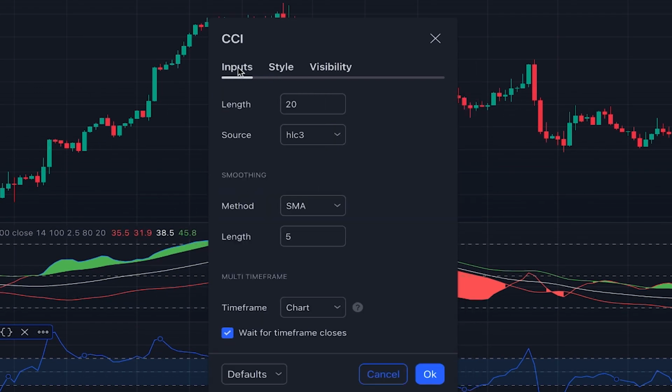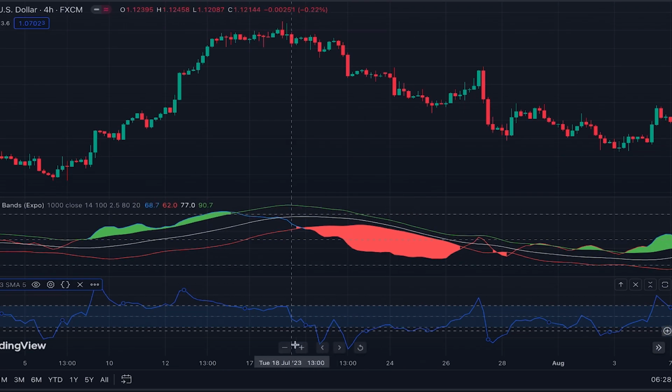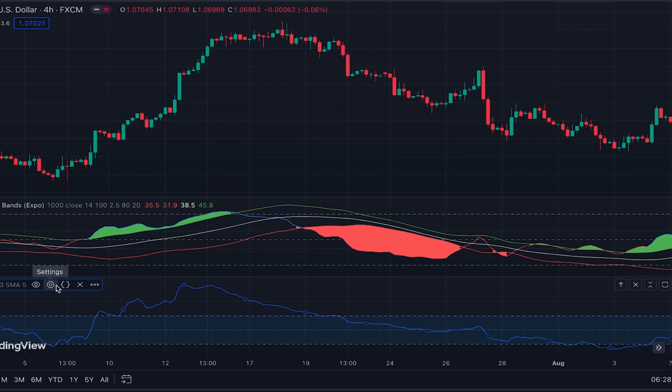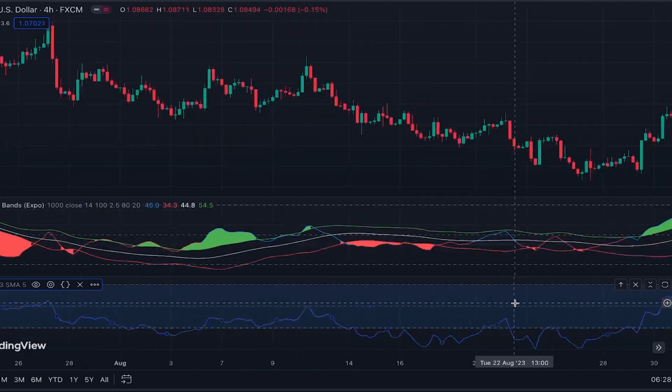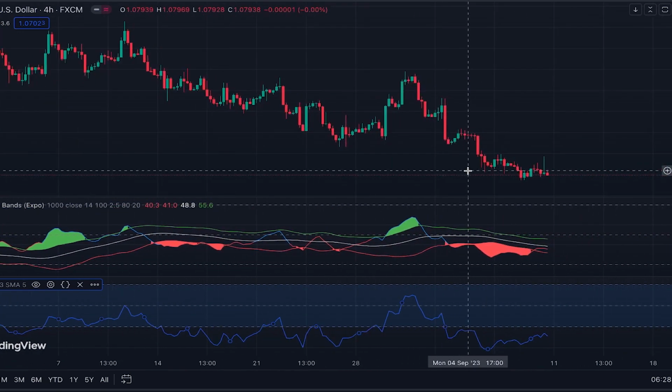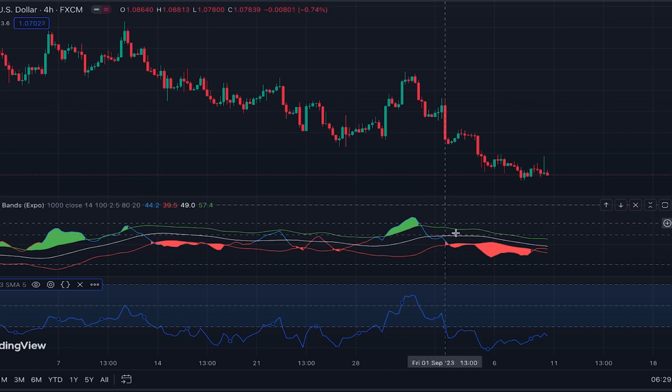Here in the inputs tab, for the length we set it at 100. Alright, now this CCI with these settings will help us to identify the overall trend of the market regardless of the short-term fluctuations. When it's above 0, the market is considered to be in an uptrend, and when it's below 0, the market is considered to be in a downtrend. So whenever we have the RSI line above the upper curve or below the lower curve, we check with CCI to see if we should enter a trade or not.